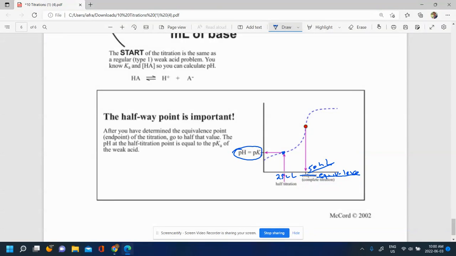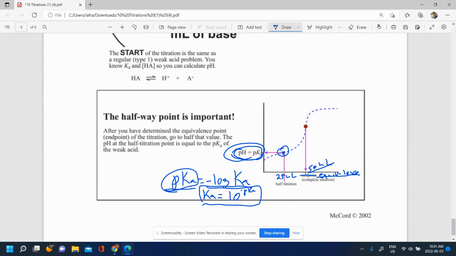And what does that mean? It's kind of weird, but we didn't really learn about pKa in a lot of detail. pKa is essentially the negative log of your Ka. So if the pKa is equal to the pH here, you can find your pKa. And then once you have your pKa, you could find your Ka, because technically, if you want to find Ka, you would just do 10 to the negative pKa. So that allows you to figure out your acid dissociation constant if you know where the halfway point is.